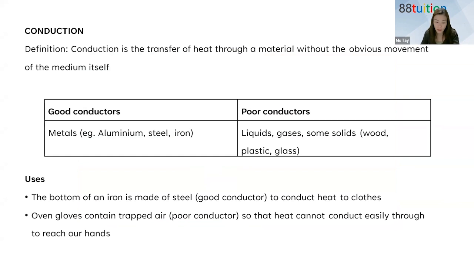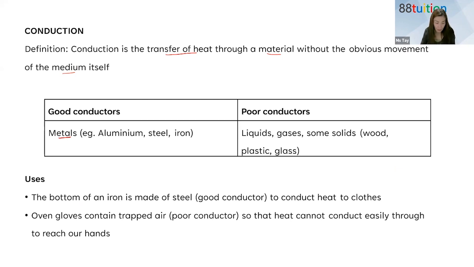Okay, so the three ways heat is transferred. Firstly, conduction. So take note, conduction is the transfer of heat through a material without the obvious movement of the medium itself. So the medium, you don't see anything moving, right? So for example, we can talk about metals. Metals are very good conductors. So heat is actually moving within that material.